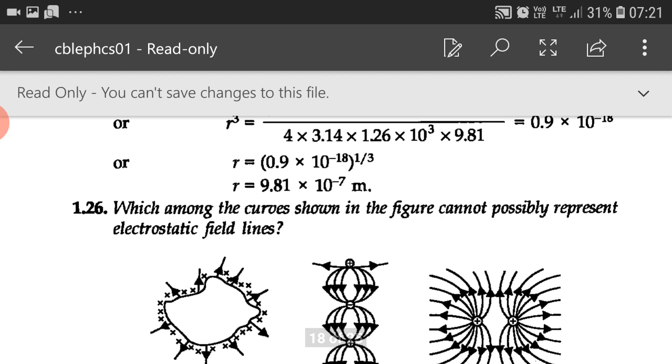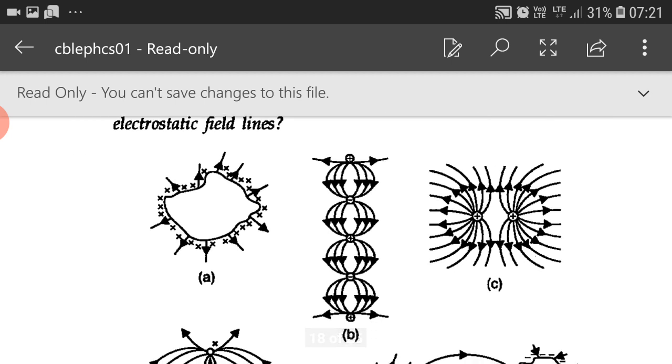Which among the curves shown in the figure cannot possibly represent electrostatic field lines? You are given some figures. You have to check out which one is correct and which one is incorrect. Now first of all, come to the first figure, that is A. Now, can these type of electric field lines exist? You can see that the electric field lines here are not normal to the conductor. So, it is wrong because as we have already studied, electric field lines are always normal to a conductor. So, figure A is wrong.